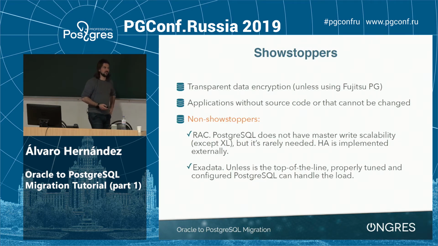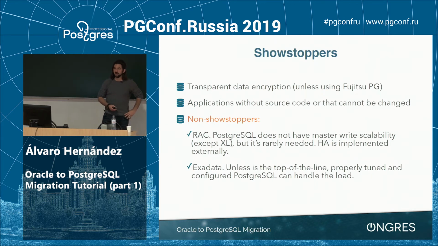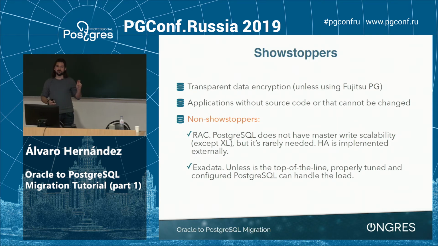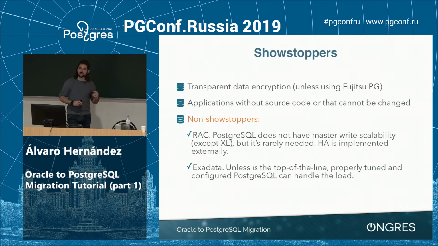So, what are some showstoppers? There may be others, but what can prevent you from actually doing an Oracle to Postgres migration? You've done the questionnaire, you've done the assessment, now you're in a position to tell whether the migration is possible or not. So there are mainly two reasons why a migration may not be possible. One is if the Oracle database is using TDE, transparent data encryption, and that is a must, if you really need to use transparent data encryption for compliance reasons.